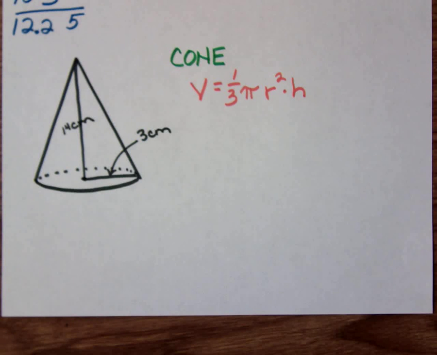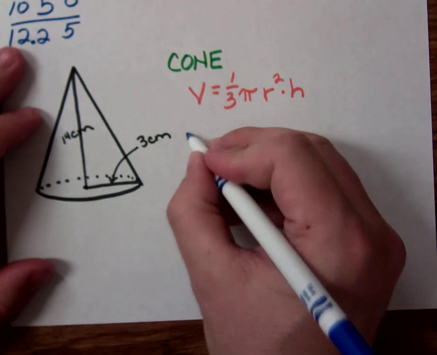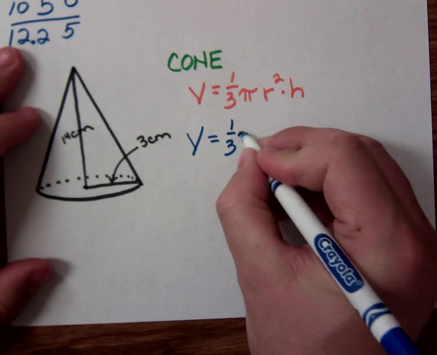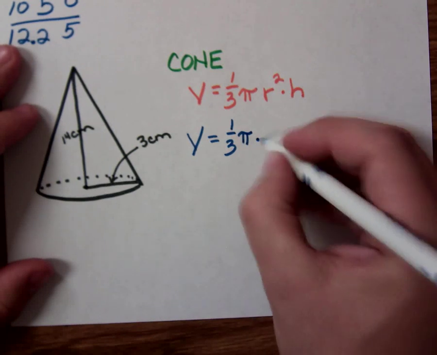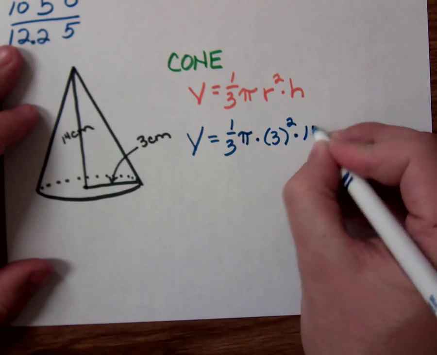Anyway, this is not quite as nice as some of our previous formulas because you do have to put two things in there, the radius and the height, and then you also have to square the radius, and then it's got a 1/3 in there, and then it has a pi. So it's pretty gross, but we can handle it. So volume equals 1/3 pi times the radius, which was 3, squared, times the height, which was 14.